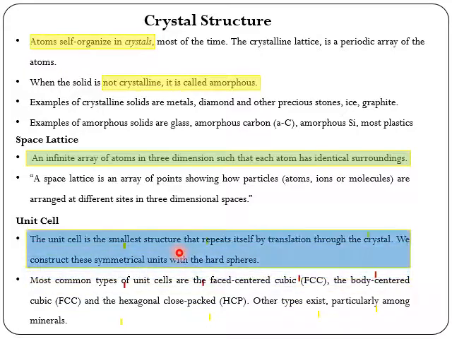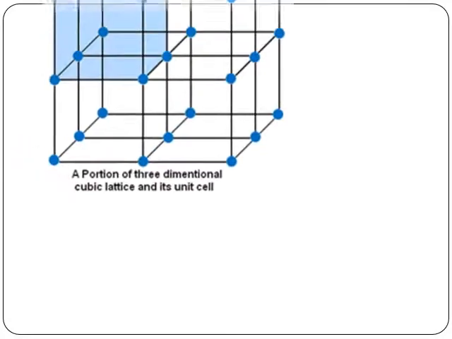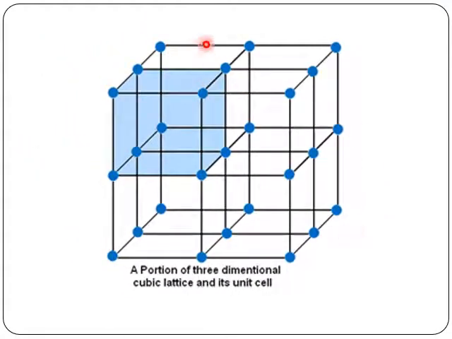The unit cell is the smallest structure which repeats itself by a translation through the crystal. So how will we see it now? You can see this whole thing is a space lattice. A space lattice is nothing but a number of atoms arranged in a proper way in a three-dimensional way, and each one has a surrounding that is equidistant and identical. If you take this atom, this one, this one, and this one, they are identical to this one. So that is what a space lattice is.